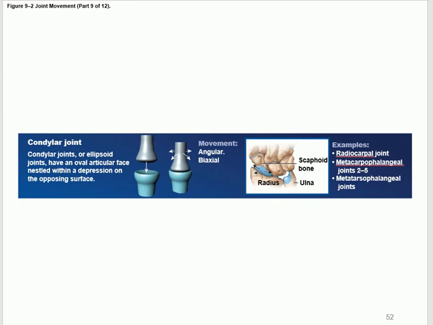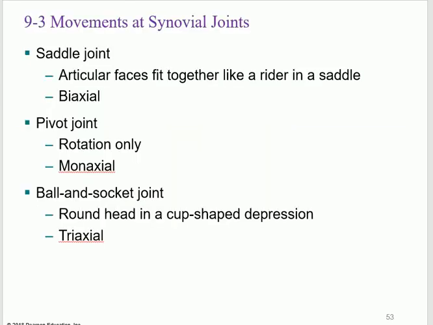Condylar is when you have a condyle, which is something like this. Something riding something, condyle. And the example here is the radiocarpal joint. This joint here between the radius and the carpus. And also the metacarpophalangeal joint. This is another example. Saddle is like you're riding a horse, like the saddle horse, okay? And the saddle will be biaxial.